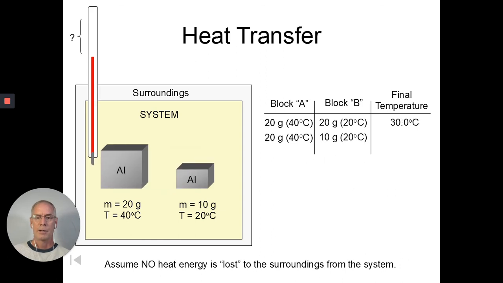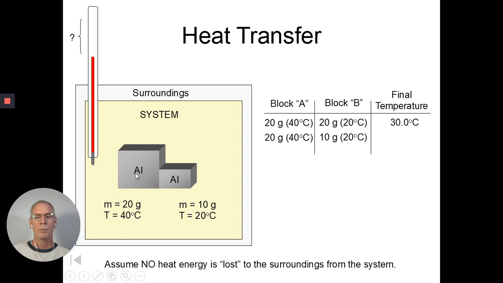All right, let's try another one. Now this time, I've got two different size aluminum blocks. This one weighs 20 grams, it's at 40 degrees Celsius, and this one is 10 grams at 20. When I allow those to get together, are they still going to end at 30 degrees Celsius?